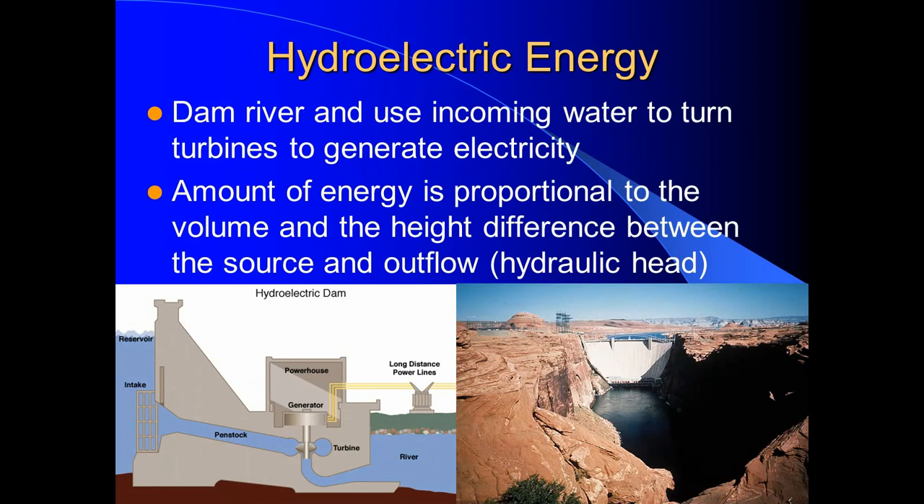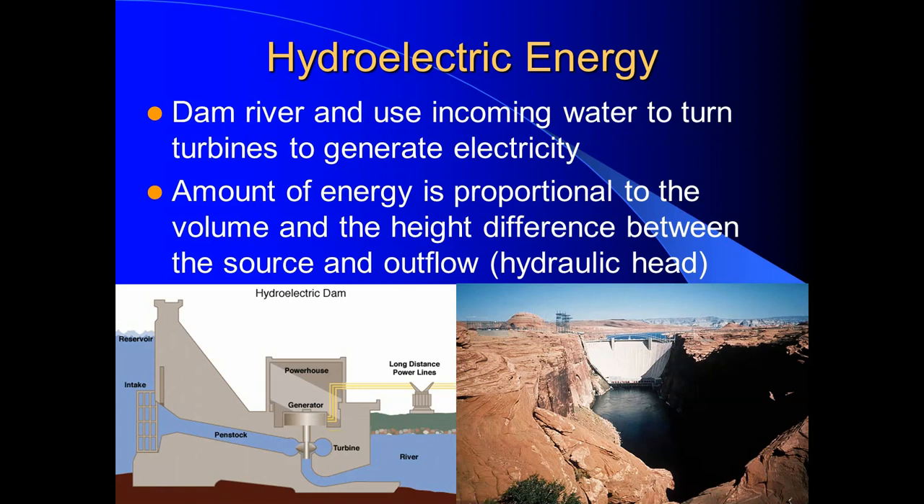Our second most widely used renewable energy source is hydroelectric energy. Now, this is a fairly simple process, guys. What you do is you dam a river. Here's our dam right here. You bring in the water behind the dam, which spins a turbine, which generates an electrical current. So we're leaving out a step, guys. We don't have to convert water into steam. We're simply using the kinetic energy of the flowing water to spin a turbine to then generate an AC-DC current.